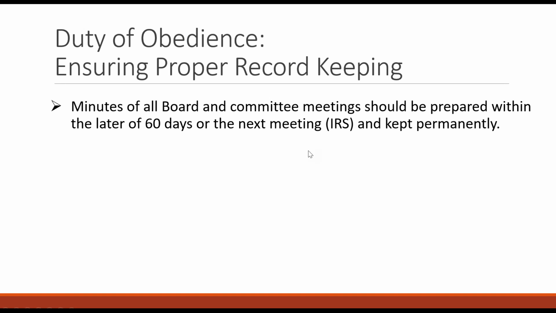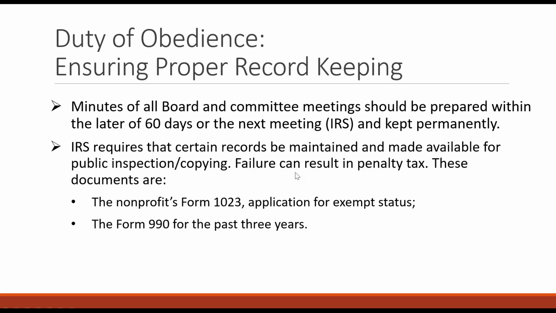Another side issue while we're talking about the duty of obedience is to touch on record keeping very briefly. I should note that board and board committee meeting minutes should be prepared within 60 days of the next meeting. That's an IRS rule, and they should be kept permanently. The IRS also requires that you keep certain records and that you make them available for the public. Specifically, these are your Form 1023 and also your Form 990s from the past 3 years. Failure to make these records available to the public can result in a penalty tax.